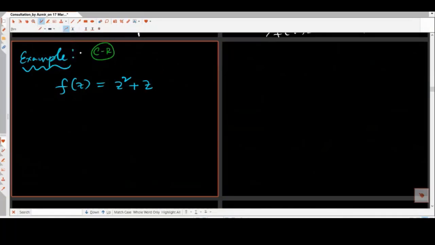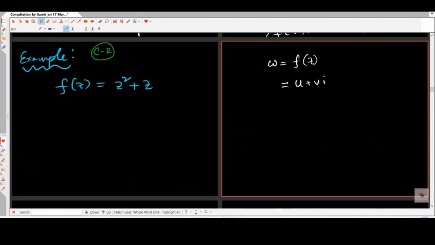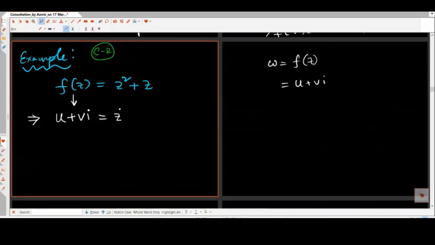So we know that w equals f of z can be written as u plus vi, where u and v can be the functions of x comma y. So in the first step, on the left side we have f of z. So where we have f of z, we are writing u plus vi, and the right side is z squared plus z. It is the same.